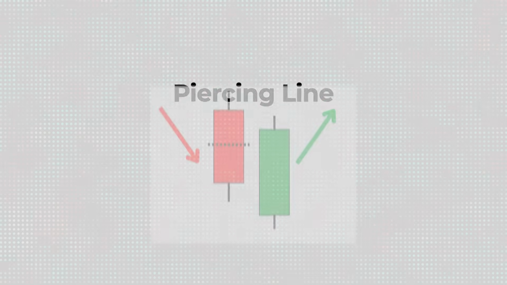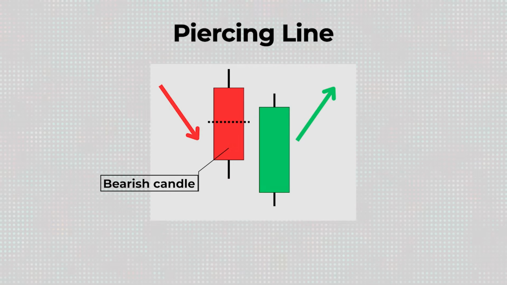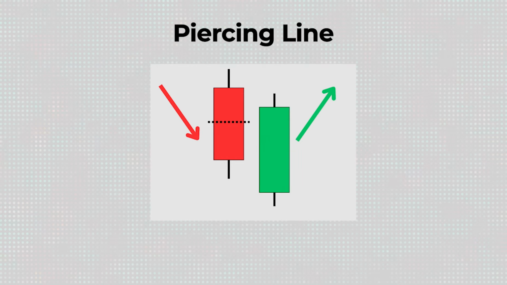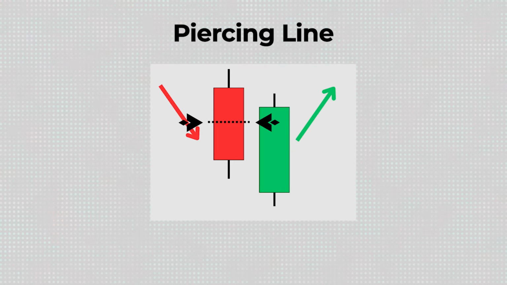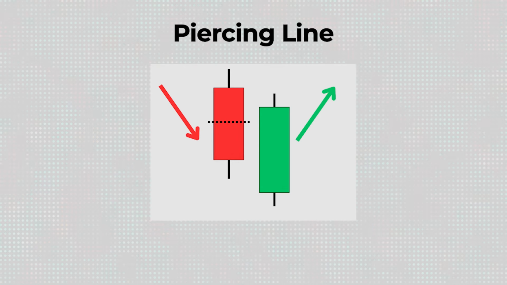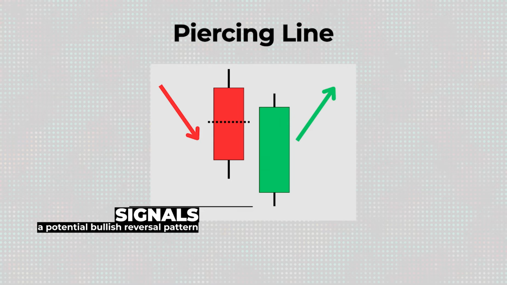Another bullish formation is the piercing line pattern. It involves a bearish candle followed by a bullish candle that opens lower but closes more than halfway up the previous candle. This pattern suggests that the buyers are stepping in. When this formation appears in a downtrend, it suggests a potential bullish reversal.